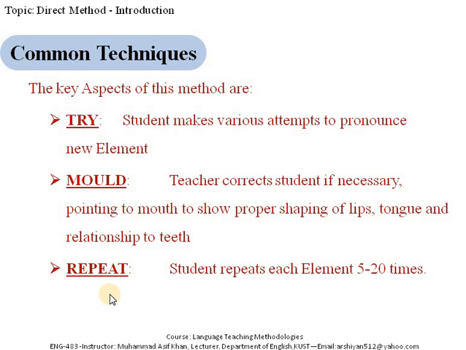So first of all, the teacher shows that thing to the students, then he says that thing, and students try to pronounce that element. If they are okay, then the teacher makes them repeat that thing. But if they are making mistakes, then the teacher corrects them, and he points to the mouth, showing proper shaping of the lips and tongue and relationship to the teeth. So this is the first phase of introducing new elements to the students.